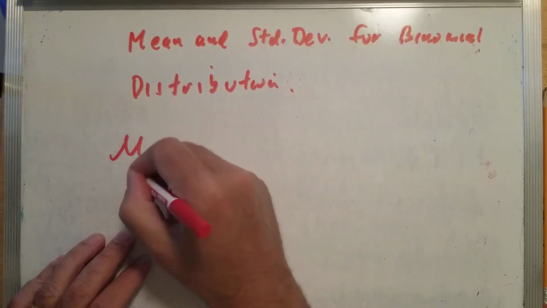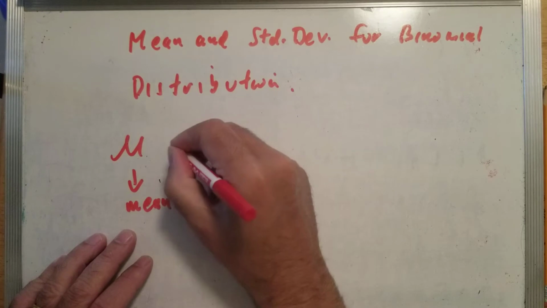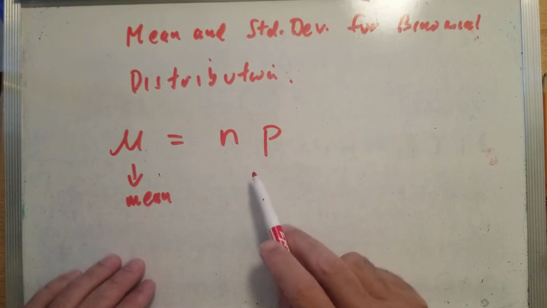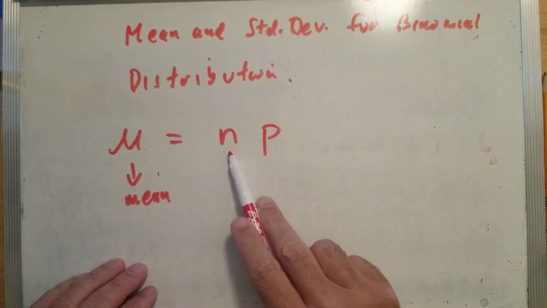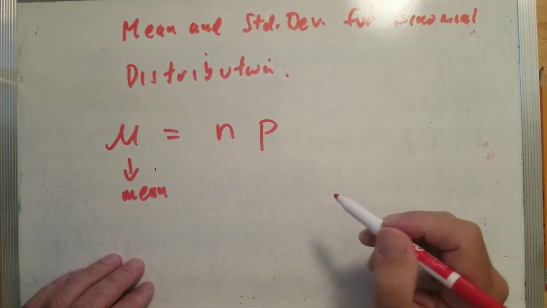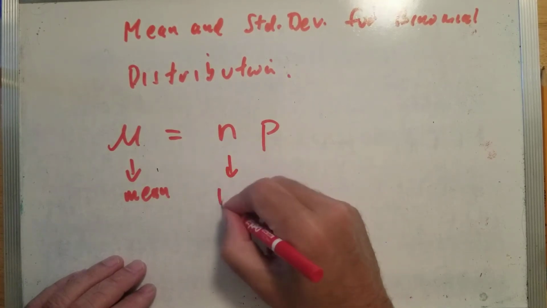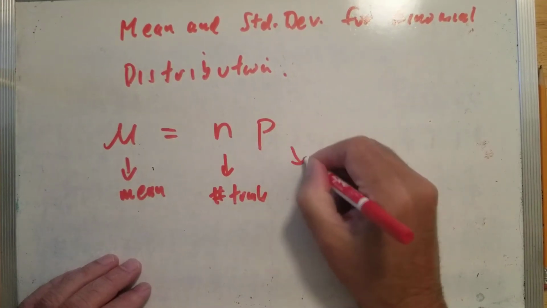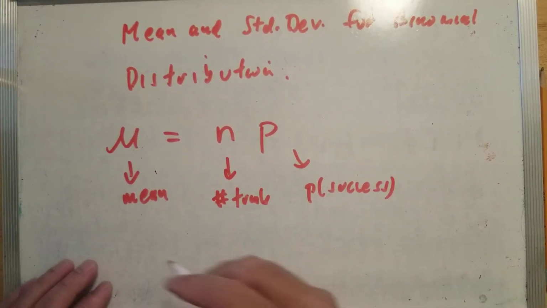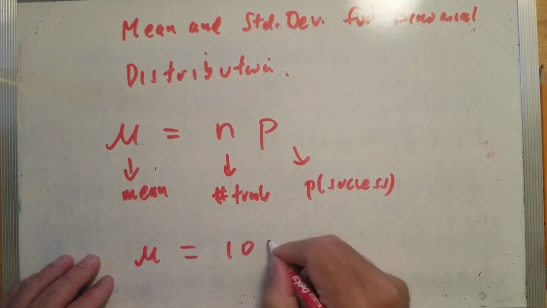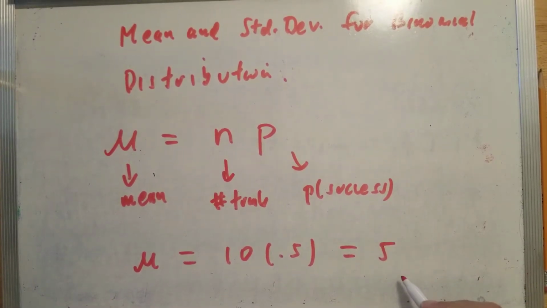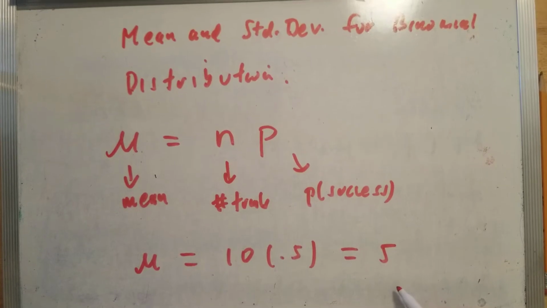So this is a Greek letter mu, which stands for mean, and is equal to n, the number of trials, times p, the probability of success. So if I flip a coin 10 times, and the probability of success is 0.5, then in flipping a coin 10 times, it would be 10 trials times 0.5. That would be 5, the mean or the expectation of how many heads you would get.